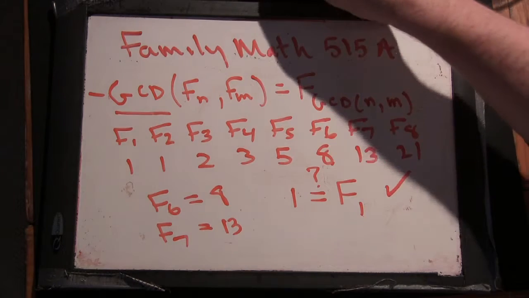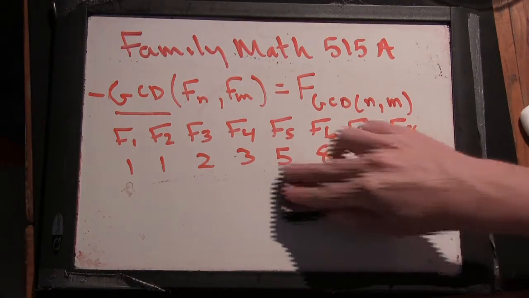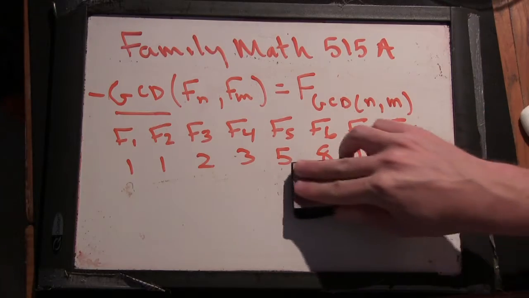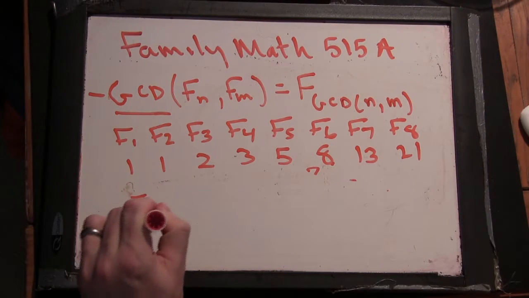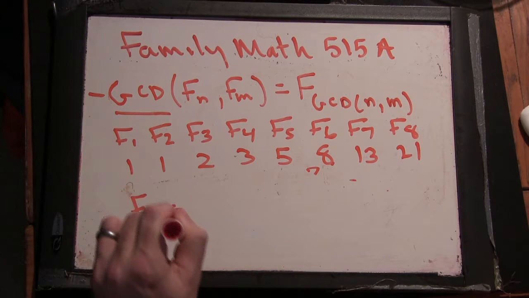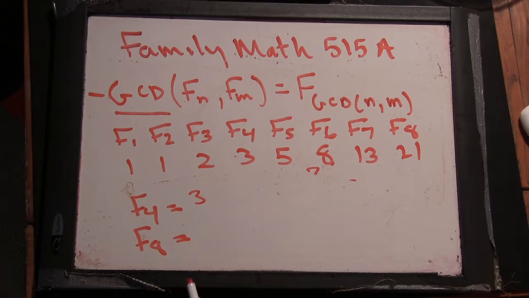Give me two more. How about Fibonacci number 4 and Fibonacci number 8? Fibonacci 4 and Fibonacci 8. Oh, that'll be an exciting one. So what is Fibonacci 4? Fibonacci 4 is 3. Fibonacci 8 is 21.